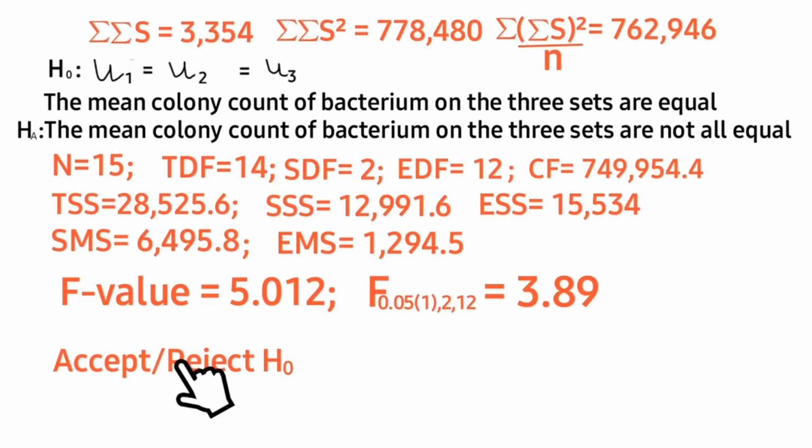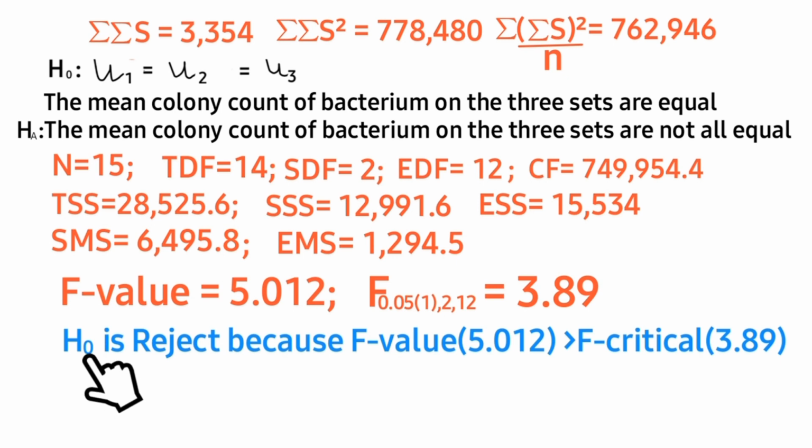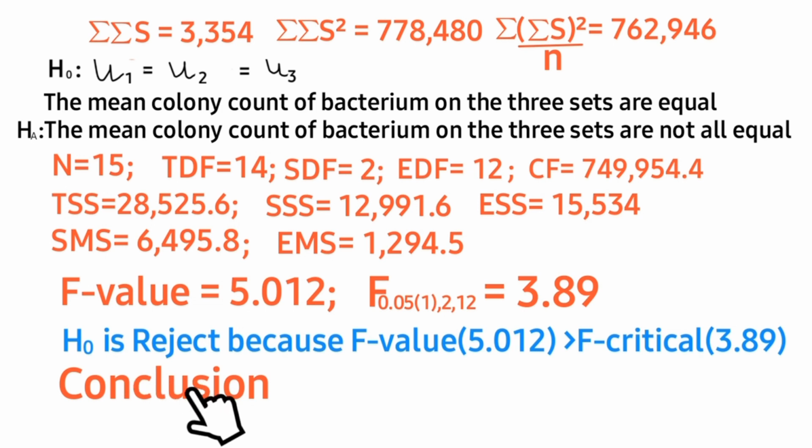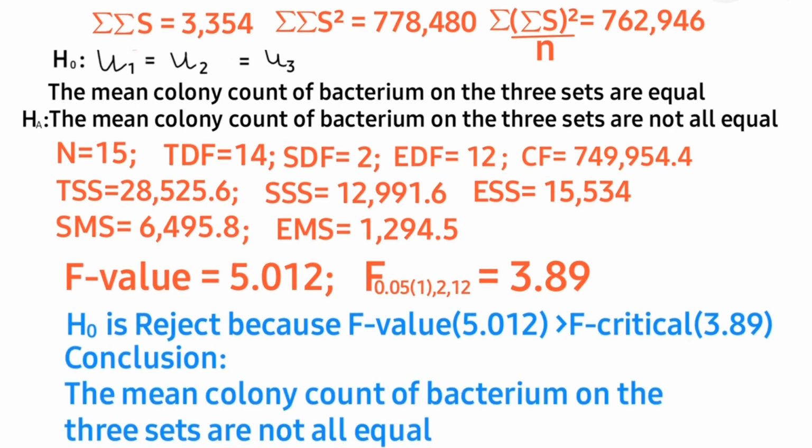Accept or reject null. So H naught is rejected because the F value is greater than the F critical. Conclusion. Our conclusion will be based on the fact that we rejected null. So for the fact we rejected null, we accept what the alternative hypothesis is saying. The alternative hypothesis says that the mean colony count of bacteria on the 3 sets are not all equal.